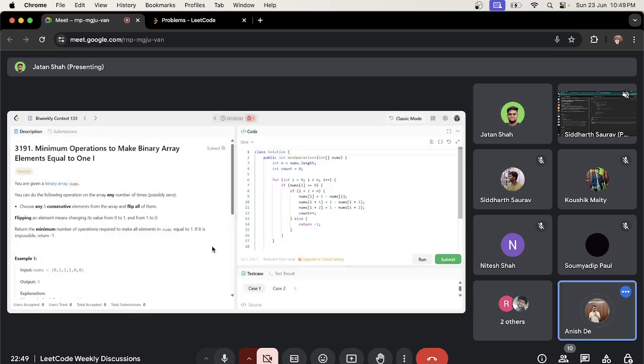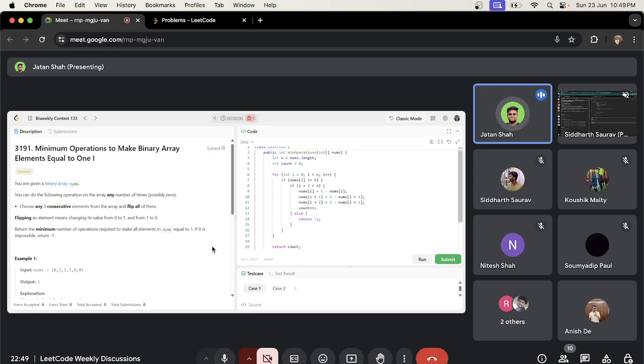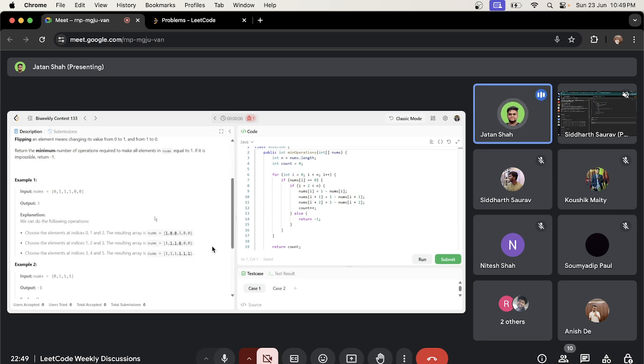So here again, taking n as the nums length and the count. I will be traversing the nums, and as the example stated, we flip the zeros to one to make all the elements in the array one. So we need to return the minimum number of operations. So what I did is, for a zero, I flipped it to one.